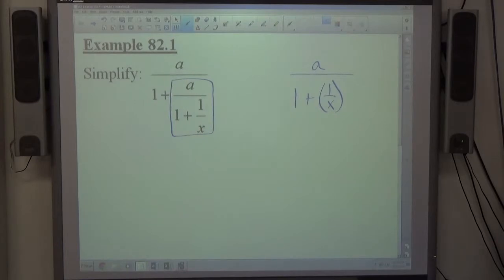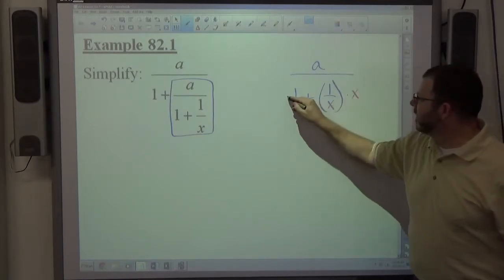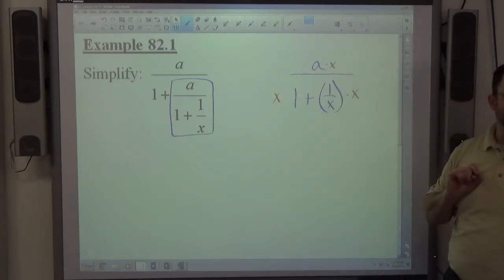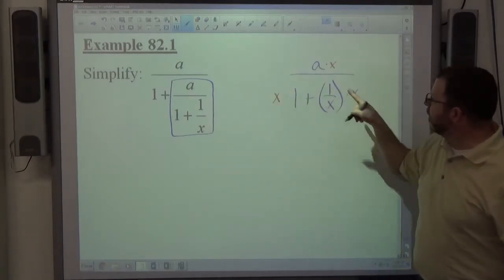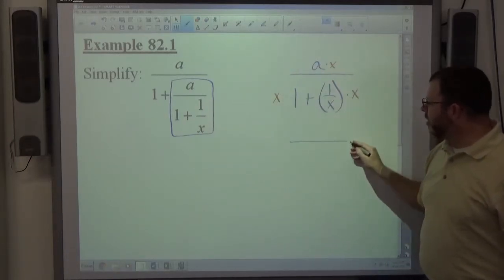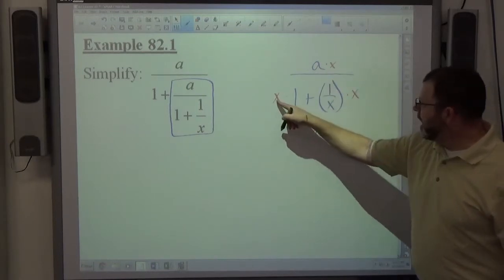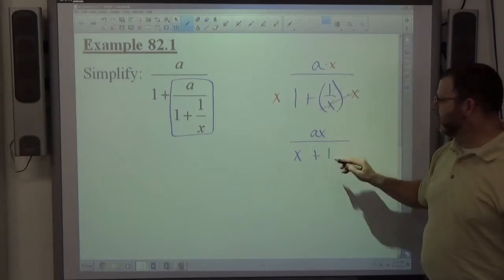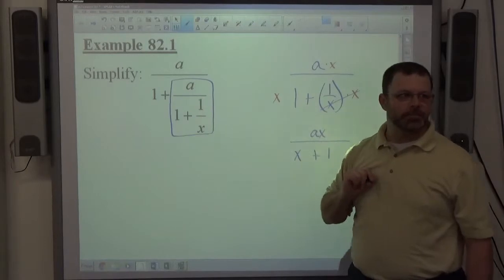Its denominator is x. So if I multiply times x, and times x, every single object gets multiplied by x. This fraction that's right here, that's been brought over here, becomes, here's my main fraction bar, there's the plus sign on the bottom, a times x on top, x times 1 on the left side of the plus sign, 1 over x times x makes plus 1. That fraction is equivalent to that fraction.